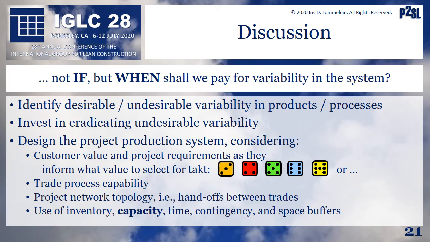With this in mind, we can design the production system then in all its dimensions of customer value and requirements, process capability, interrelatedness of parts of the network, and where still needed, resort to using buffers.